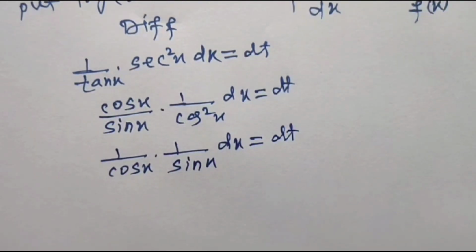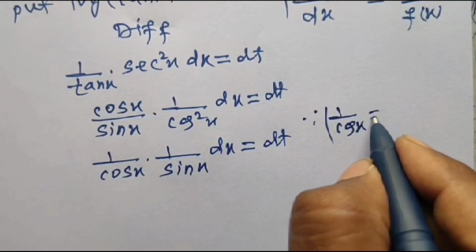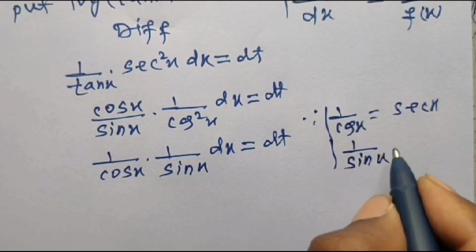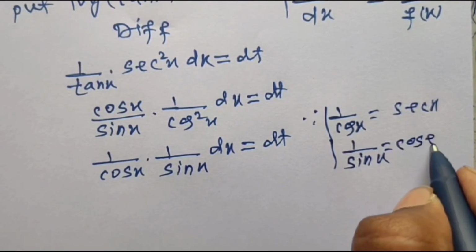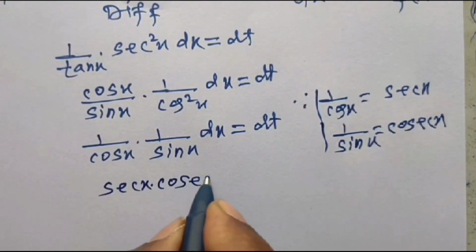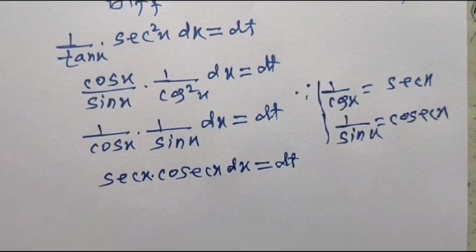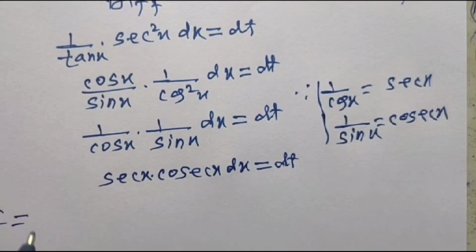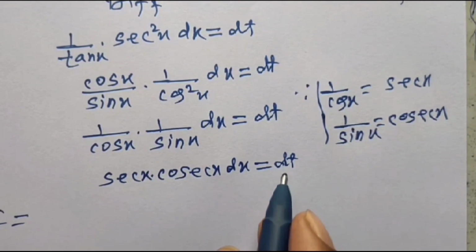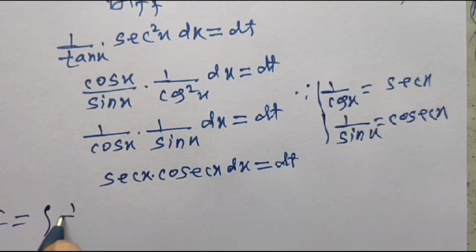But 1 upon cos x is equal to sec x, and 1 upon sin x is equal to cosec x. These are trigonometrical formulae. Hence we can write sec x into cosec x dx is equal to dt. Hence the integral I, we put sec x into cosec x dx is equal to dt in the integral and replace log of tan x by t. Hence I is equal to integral of 1 upon t dt.